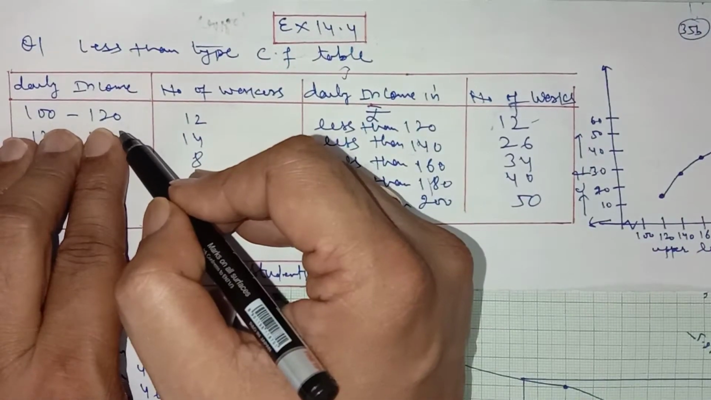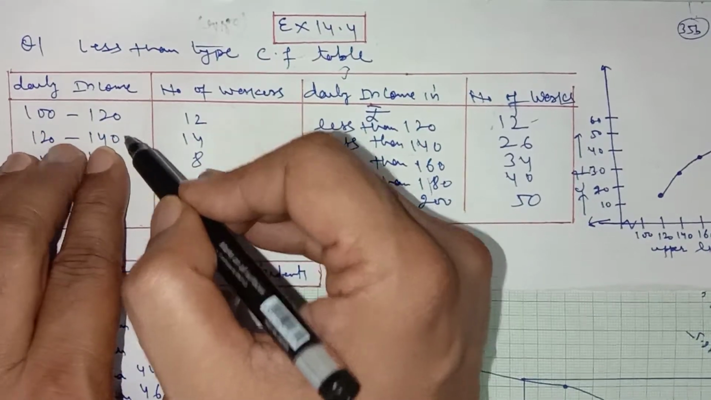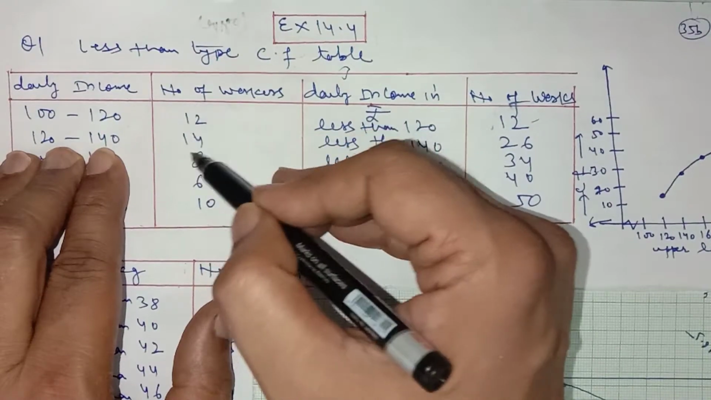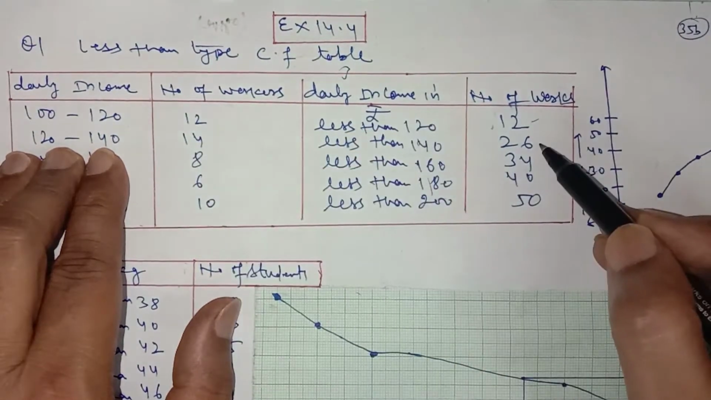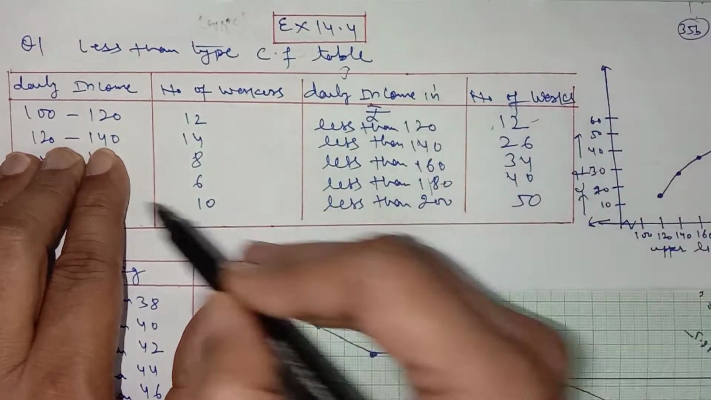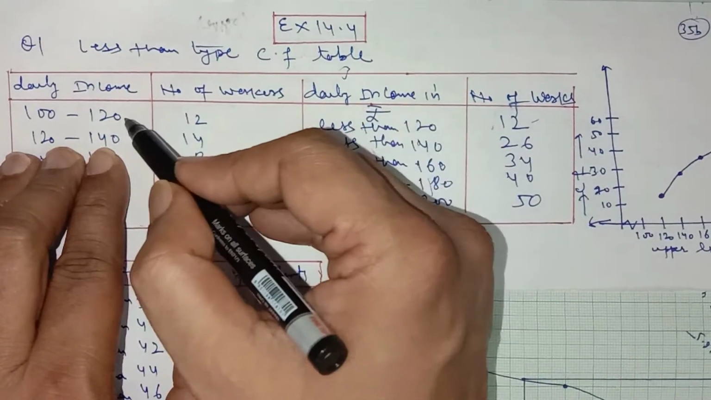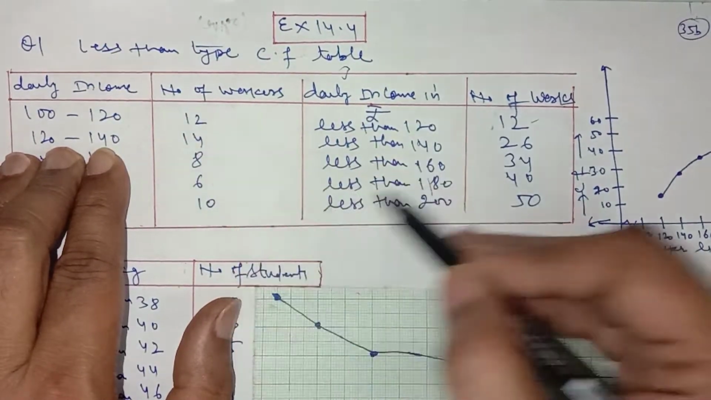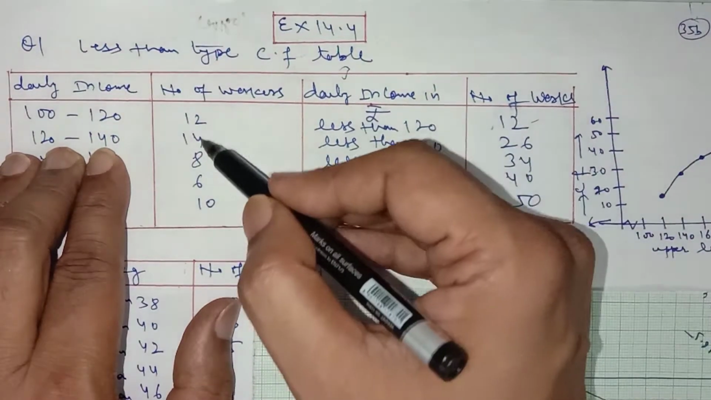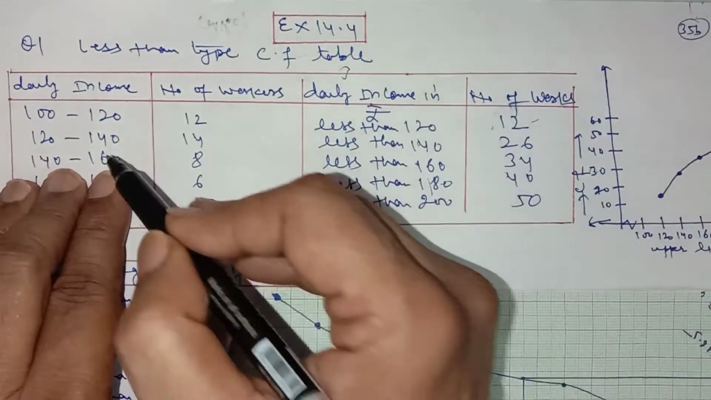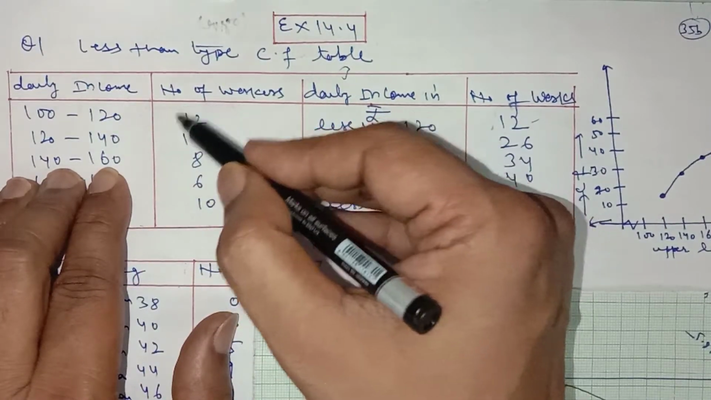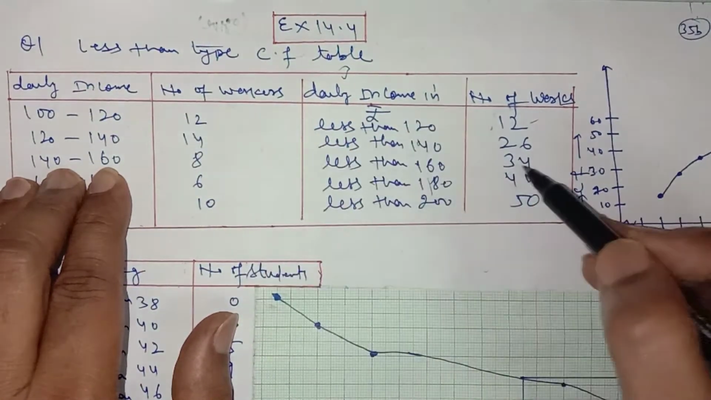Now the number of workers having the income less than 140, naturally it will be 12 plus 14, that is 26. जिनका इनकम 140 से कम है तो नेचुरली उसमें 120 से कम वाले भी आ जाएंगे. So 12 plus 14, that is 26. That is, you have to add these two. The number of workers having the income less than 160, so you have to add all these. 8 plus 14 plus 12, it is 34.